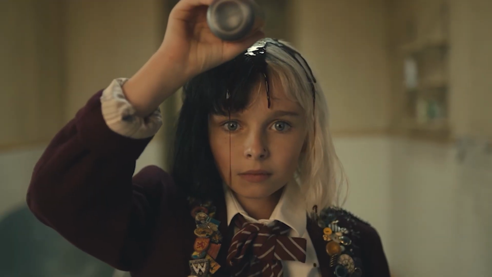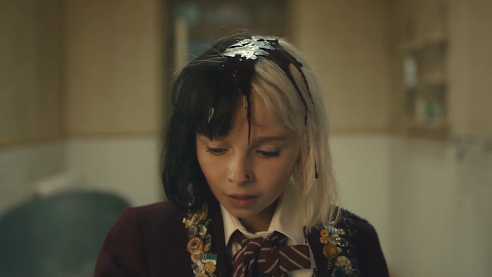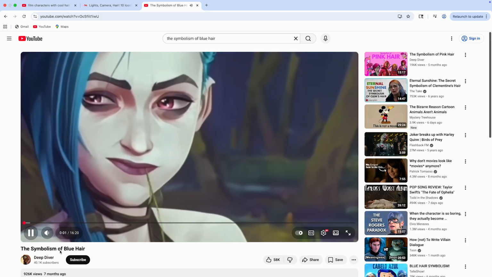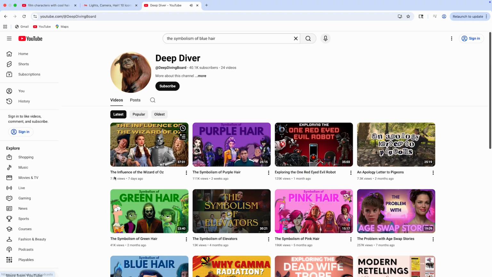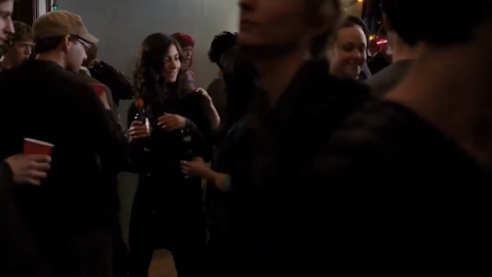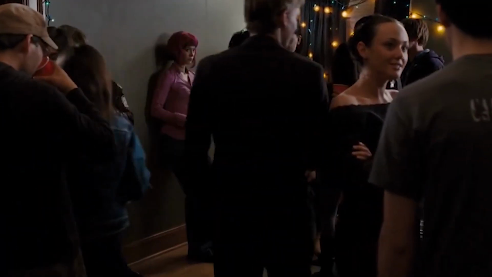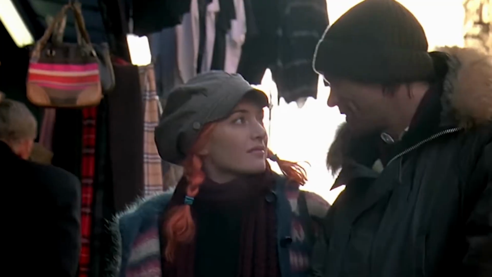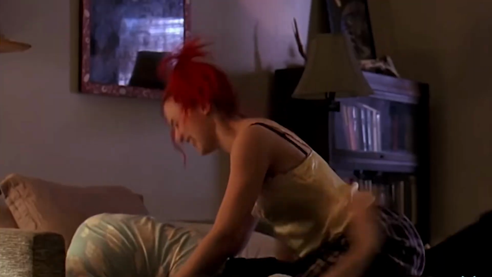Hair is a common way for filmmakers to portray characters and their involvement in plot lines, and one video that demonstrates this concept really well is The Symbolism of Blue Hair by YouTuber Deep Diver. They use examples such as Ramona Flowers from the 2010 movie Scott Pilgrim vs. the World, and Clementine Krasinski from 2004's Eternal Sunshine of the Spotless Mind to demonstrate how characters can change their coloring throughout a film in a way that lines up with the plot.